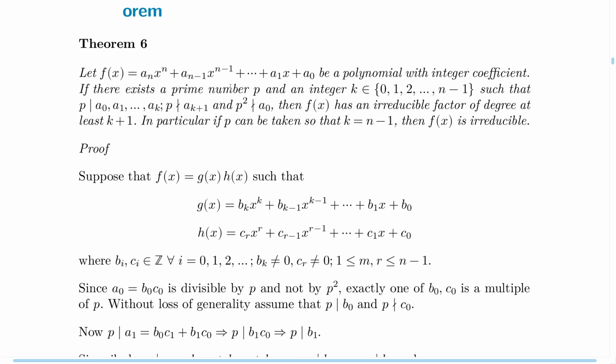Now, if there exists a prime number p and an integer k, k is in the set 0, 1, 2 up to n minus 1, such that p divides a_0, a_1 up to a_k, but p does not divide a_(k+1), and p square does not divide a_0, then f(x) has an irreducible factor of degree at least k plus 1. In particular, if p can be taken so that k is equal to n minus 1, then f(x) is irreducible.